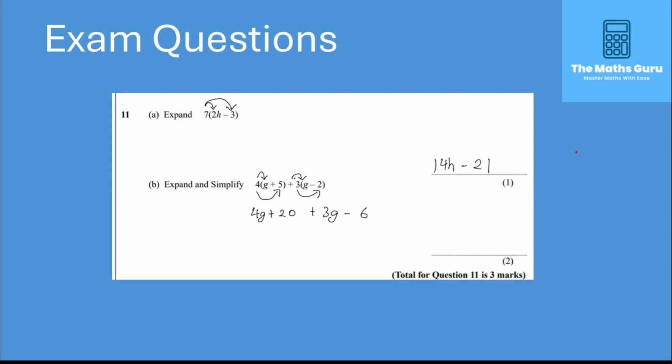Then, to simplify this, we look at numbers and letters separately. We can see that this is g and this is g, so 4g plus 3g gives us 7g. Then looking at numbers, we have 20 and minus 6. 20 minus 6 gives us 14. So 7g plus 14.